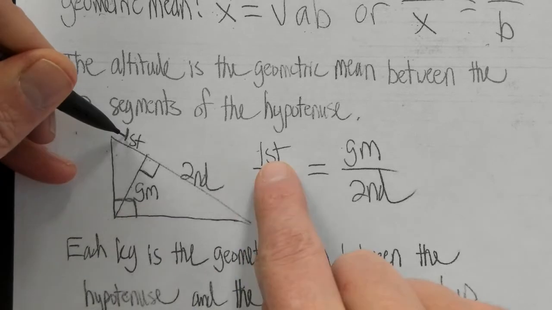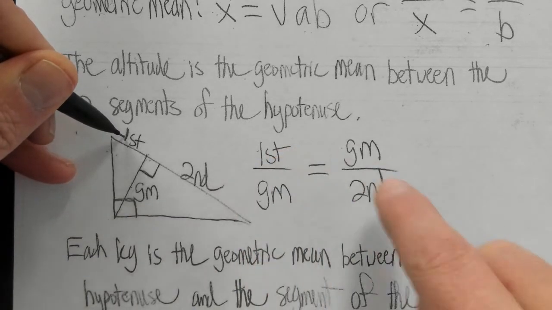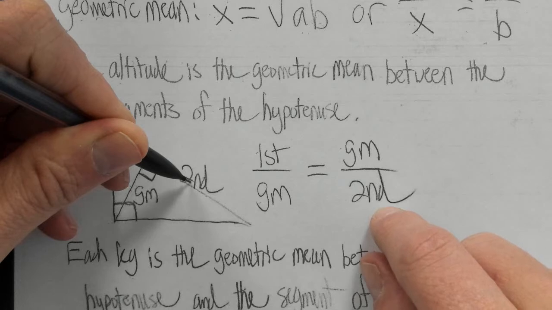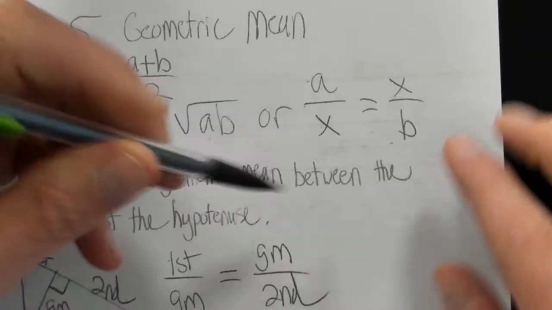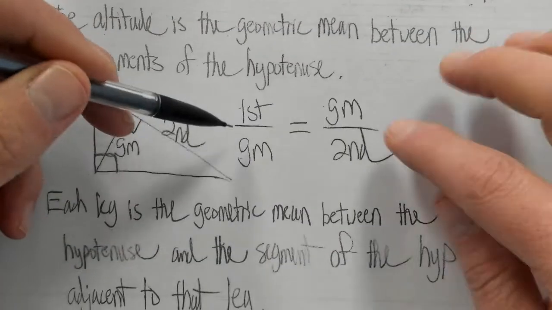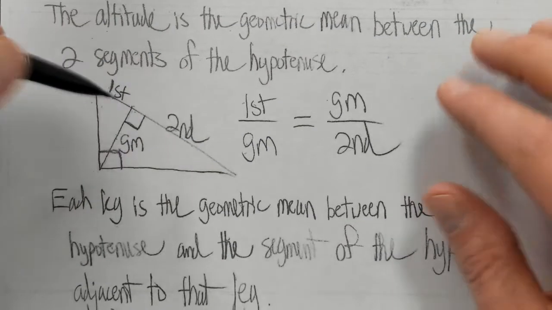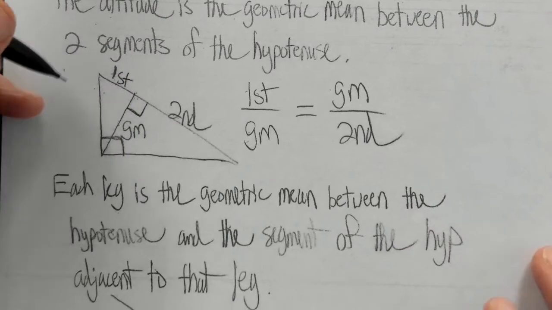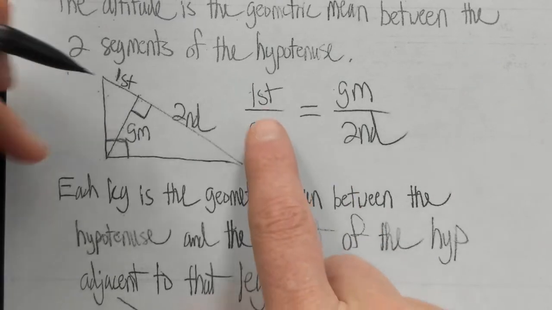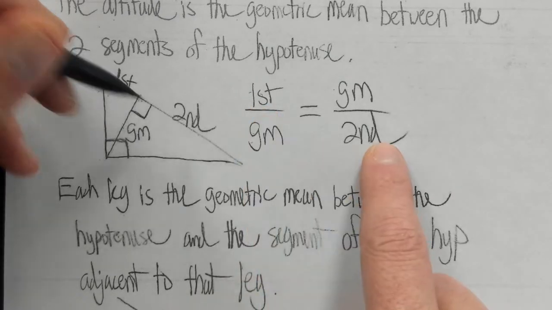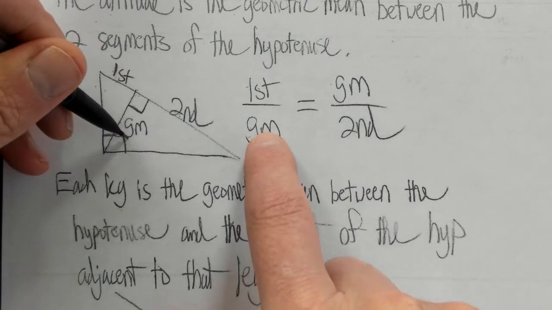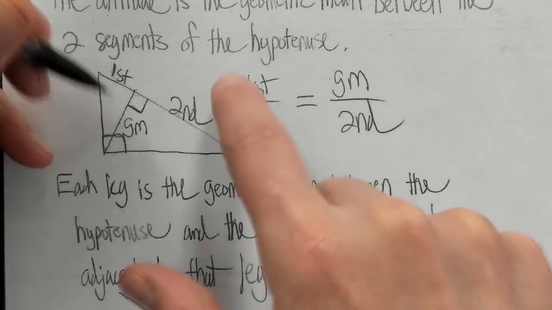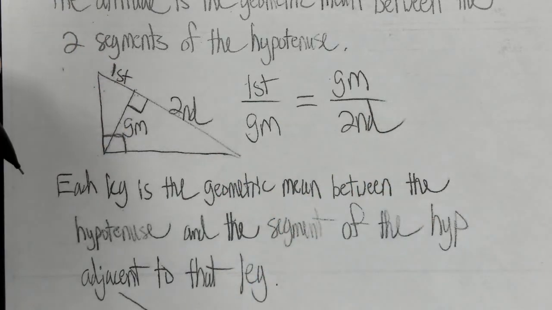So my first number is this piece. My second number is the other piece of the hypotenuse, and then the geometric mean goes here and here. So again, that's taking this proportion and turning it into this, all right? So the first number goes here, the second piece of the hypotenuse goes here, and then the altitude goes here and here, all right? And one of these things would be missing, and then we would solve it. Use this equation to solve it, all right?